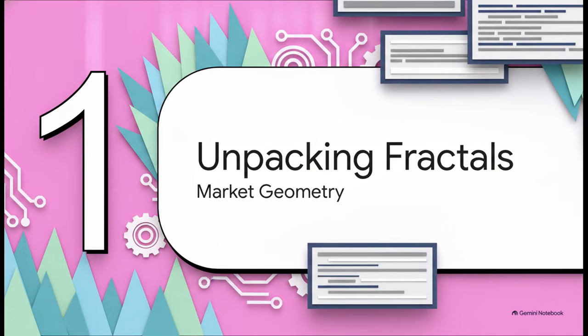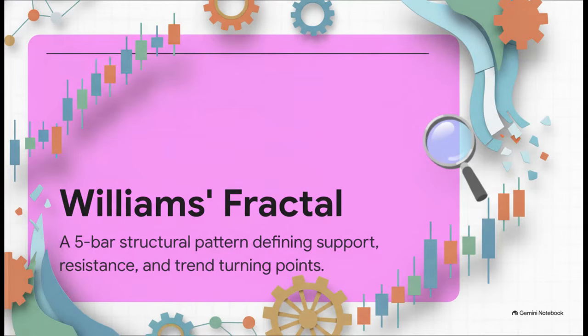Okay, let's dive right into Section 1, unpacking market fractals and market geometry. Now, a fractal, specifically Bill Williams' fractal pattern, is actually an incredibly elegant concept. It's just a simple 5-bar structural pattern. A high is considered a bearish fractal if it has two lower highs flanking it on both the left and the right sides. And conversely, a low is a bullish fractal if it has two higher lows on each side. It is brilliant because, well, it requires zero complex parameters. You just need the number of confirming bars on each side, which is usually 2.